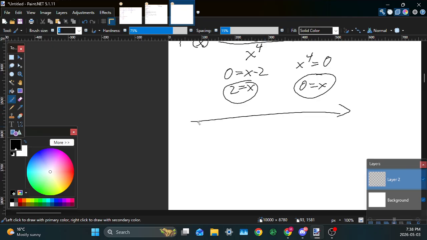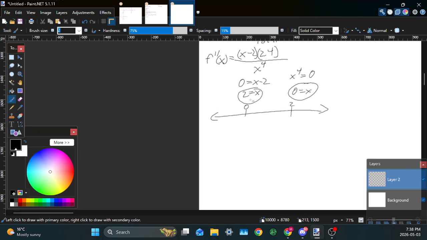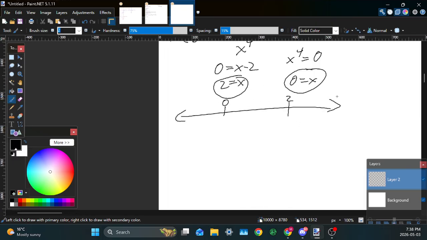Number line, one at 0 and one at 2. Here we'll see that the concavity will change between the two here, showing how it will level out there and then go up. So the concavity will be down and this will be up, which is how it should turn out.